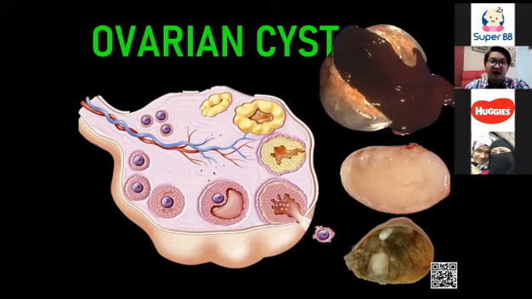As for the uncommon cysts, we have three types, alright? One is the chocolate cyst. Another one is a mucinous cyst. And the last one would be what we call a dermoid cyst. Okay? So, what do we mean by chocolate cyst?